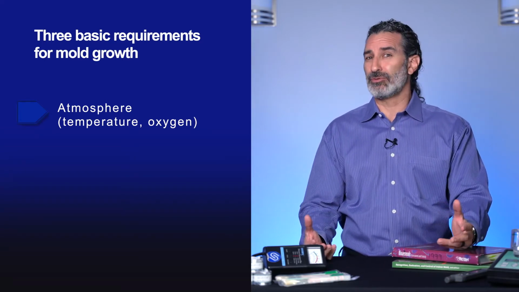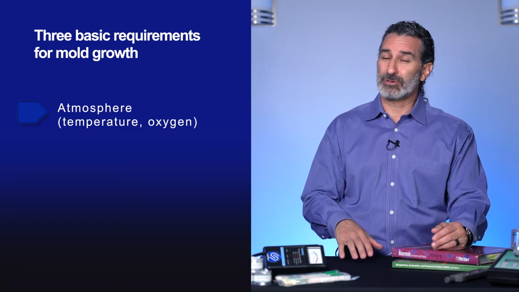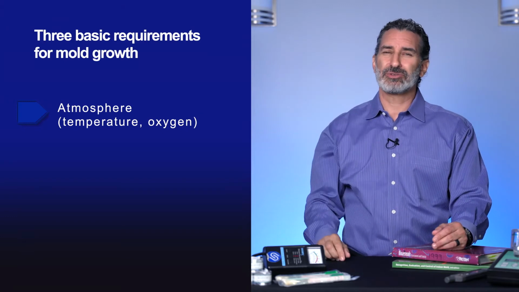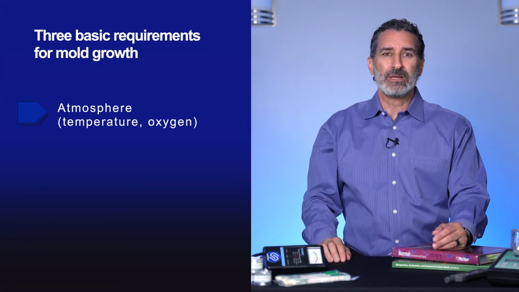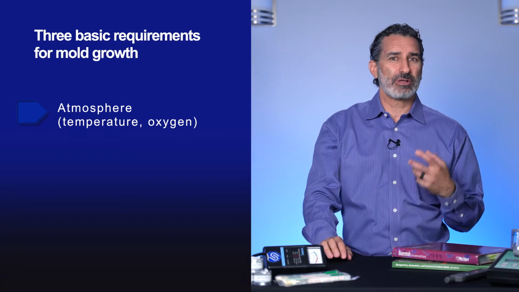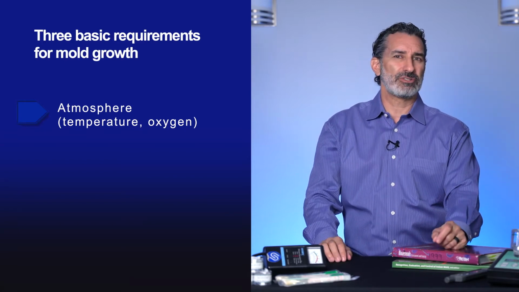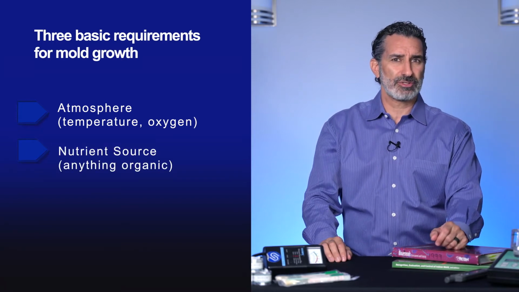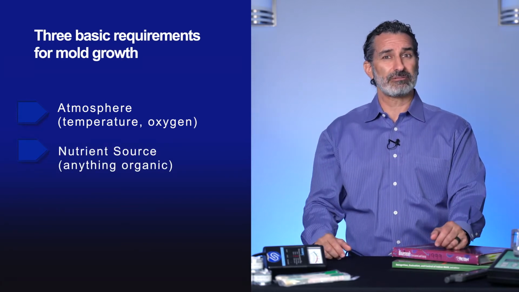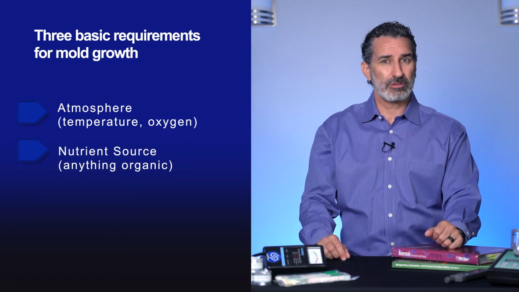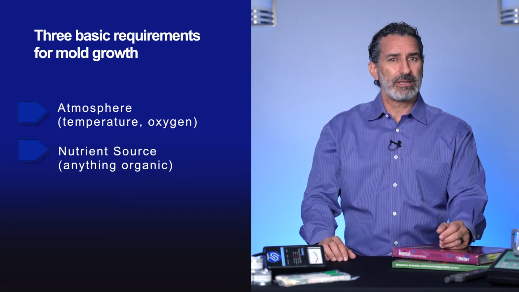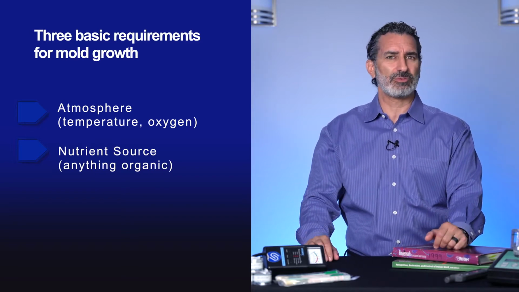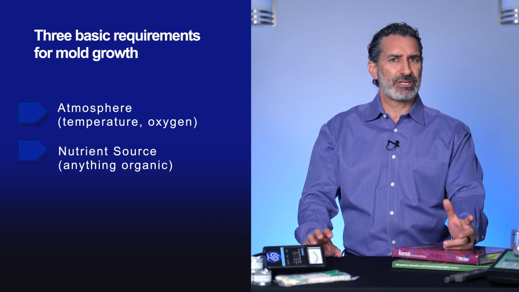You can make a building devoid of oxygen. For example, in a flood, when the flood waters come up over your head, no mold is going to grow, but it's also difficult to type underwater. So atmosphere is a mold requirement, but it's difficult to alter in the built environment. The second thing that mold needs to grow is a nutrient source. Molds eat organic material like paper on drywall, bread in your cupboard, even skin cells, dust, pollen, anything organic. So you really can't change that in the built environment.